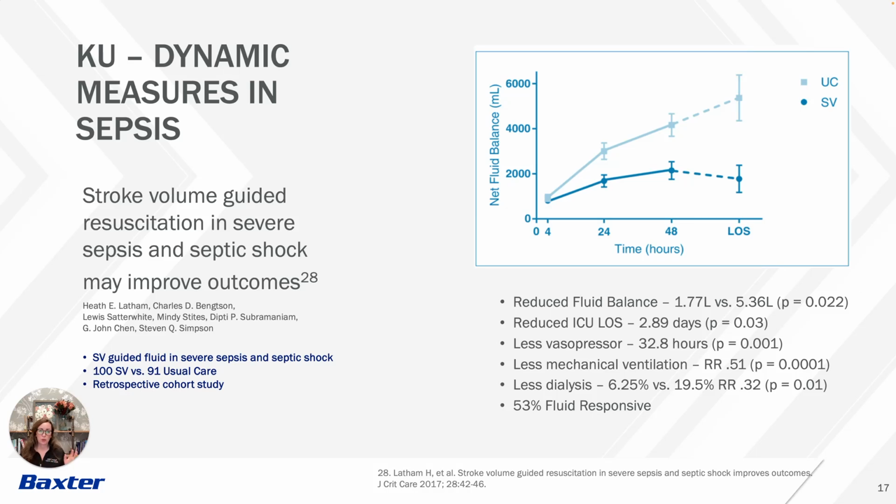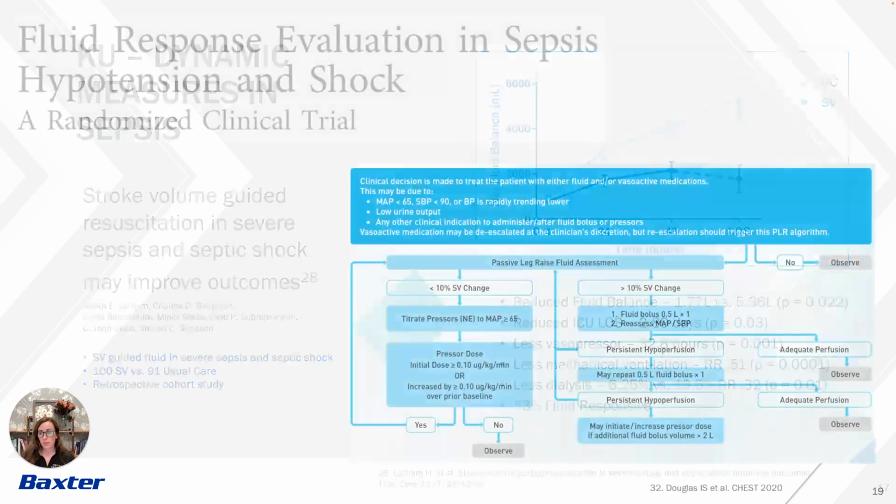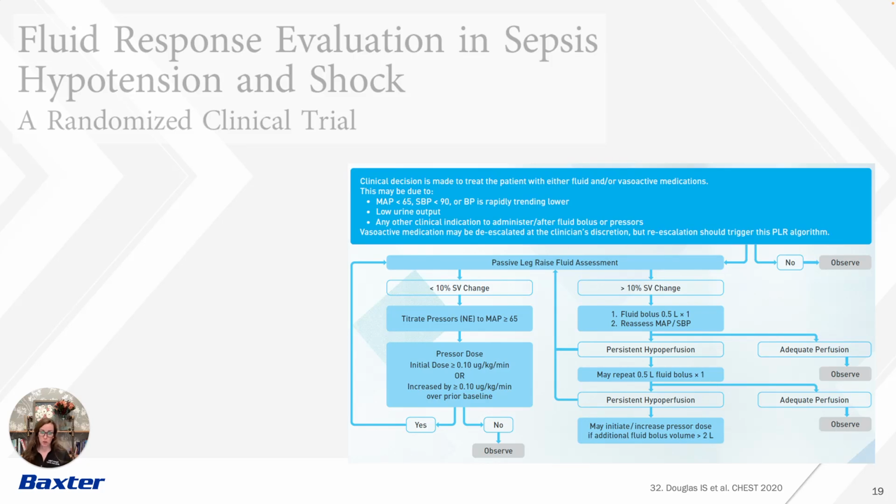In the stroke volume guided group versus the usual care group, this is what they found. Overall, there was a reduced fluid balance, reduced ICU length of stay, less time on vasopressor, so 32 versus 64 hours, less time on mechanical ventilation, less need for dialysis, and there's that 53% fluid responsiveness again. So this really formed a very solid hypothesis: can we do a prospective study looking at this in multiple different centers? That is what formed the hypothesis for the FRESH trial.